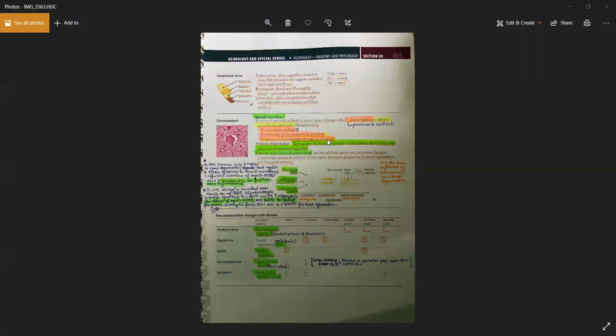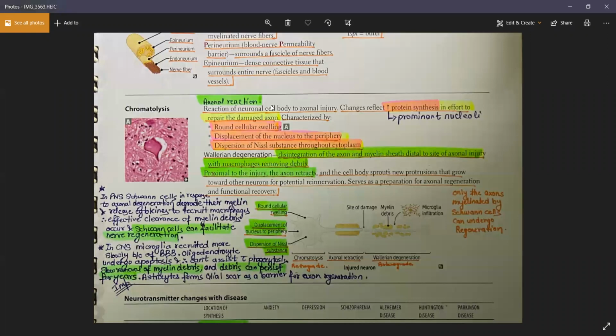Now we are about to discuss this chromatolysis, why this is happening, why the axonal reaction is happening. This axonal reaction is happening in order to regenerate my damaged neuron. Basically, there would be an increase in protein synthesis in an effort to repair the damage of the axons. You will get the round cellular swelling, you will get a displacement of the nucleus to the periphery, you will get the dispersion of the Nissl substance through the cytoplasm that we have discussed already, right? Very important. And then you will get the Wallerian degeneration.